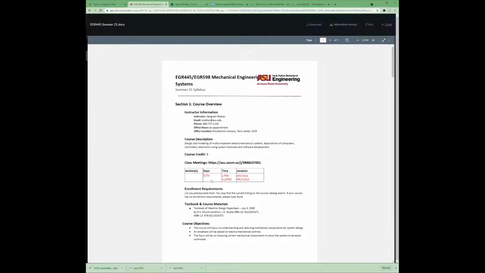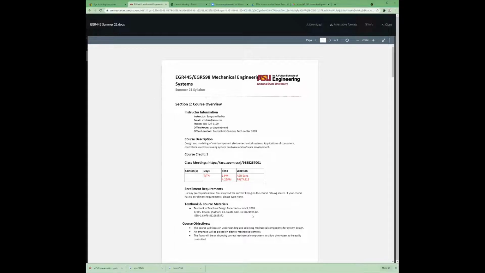Again, the textbook is this textbook of machine design. Please understand, the newest and the greatest edition of the textbook is not required. Some old editions are available online. You are welcome to use those as reference, but most of the material will be given to you and discussed in class.